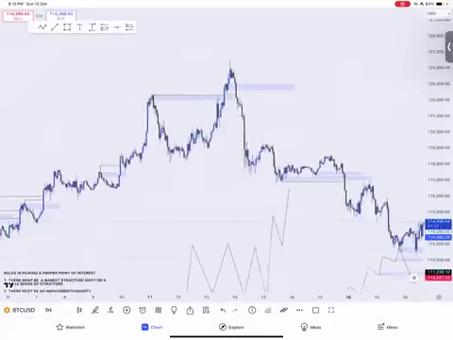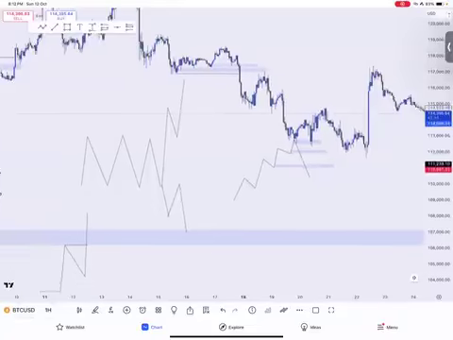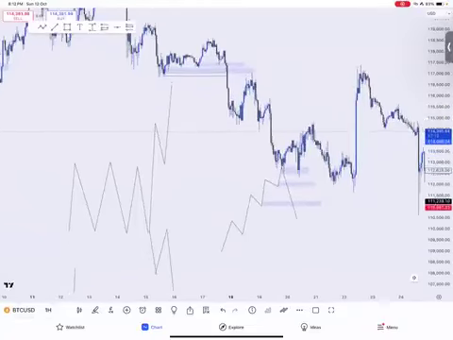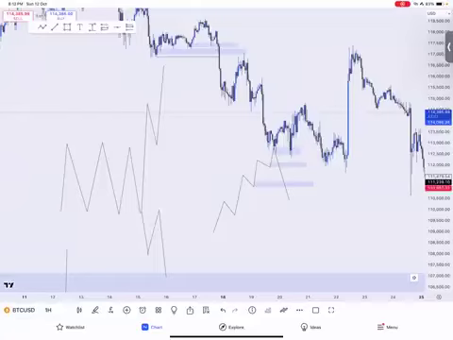So you either use it in the sense of a market structure shift or use it in the sense of a double breaker structure. But you should not be marking a breaker block if you have not seen a double breaker structure or a market structure shift. So it's only when the market gives you a double breaker structure or a market structure shift that you can now mark out your POIs.